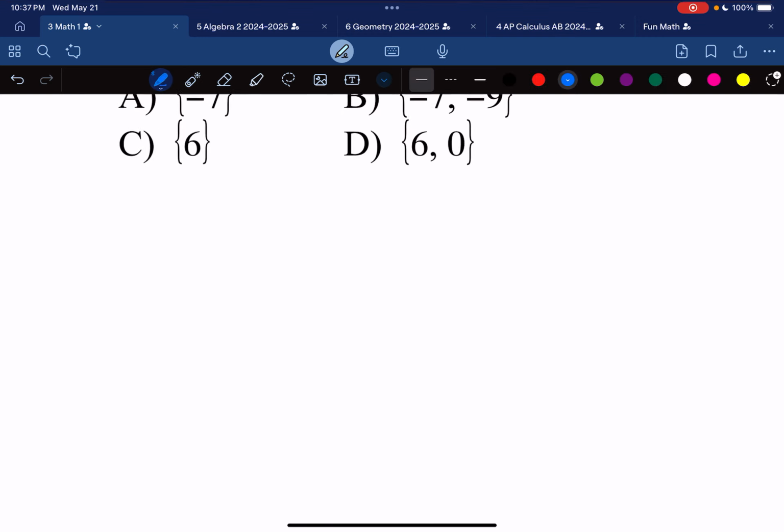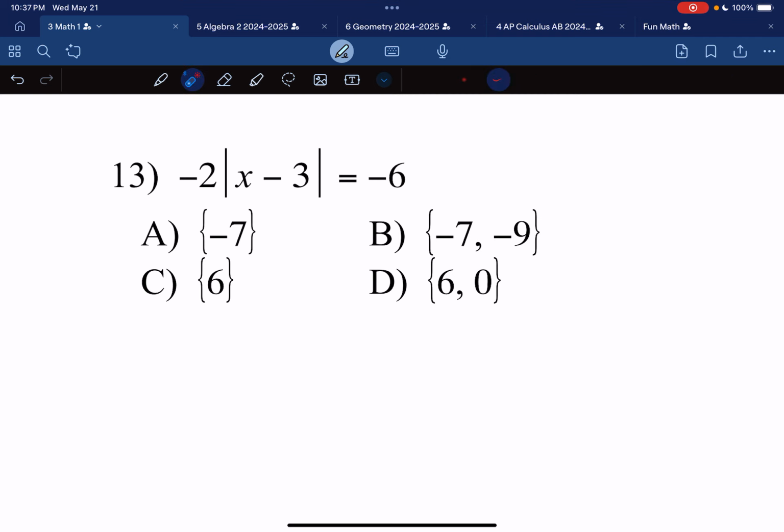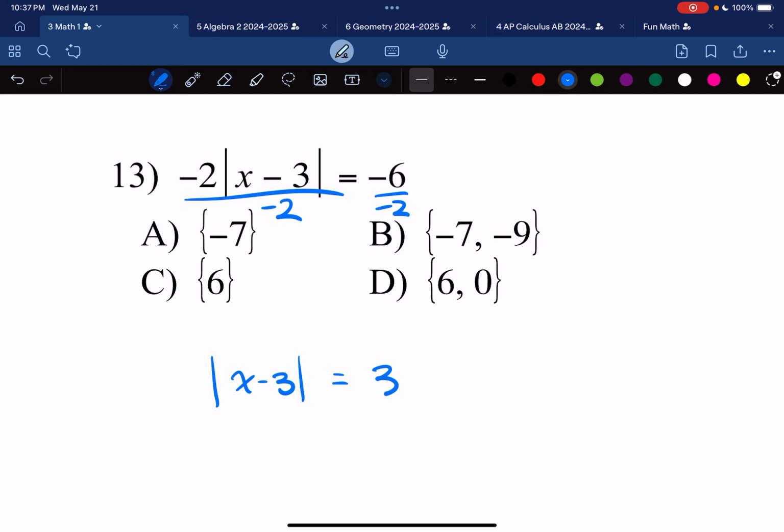For number 13, we'll go a little bit faster. Remember, we need to isolate our absolute value first, so we need to get rid of -2. The most common mistake with this type of problem is thinking that you can distribute into the absolute value symbols. You cannot do that. You need to first get rid of this -2 that is being multiplied. The opposite or the inverse operation of multiply by -2 is to divide by -2. When I divide both sides by -2, I'm left with the absolute value of x minus 3 by itself is equal to a positive 3.